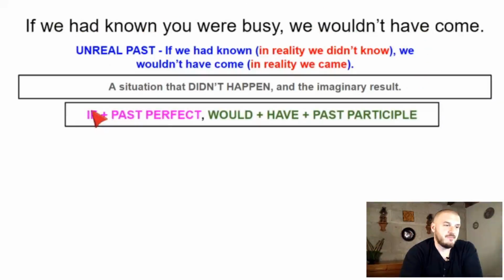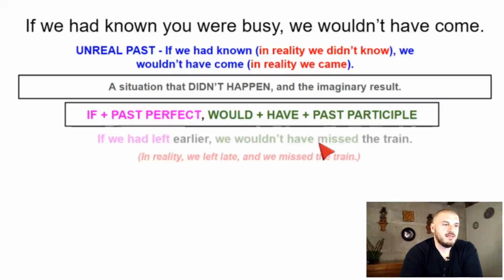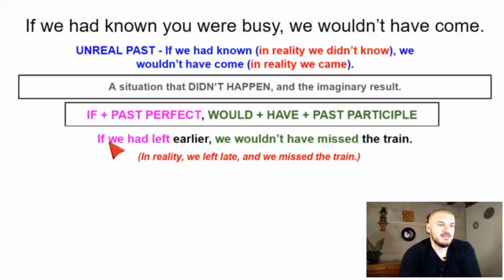So we have if and the past perfect. We have would, have, and the past participle. If we had left earlier, si hubiéramos salido antes, pero en inglés decíamos, si hubiéramos salido antes, if we had left earlier, we wouldn't have missed the train. No habríamos perdido el tren. La realidad es que sí salimos tarde y sí perdimos el tren, ¿no? Estamos hablando de algo que no es real, right? We're talking about something that's not real in the past.